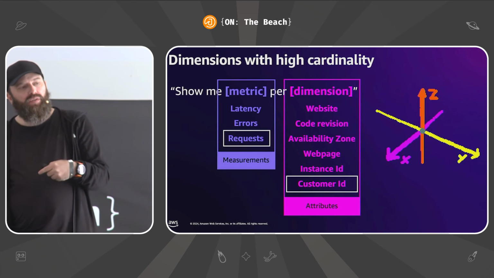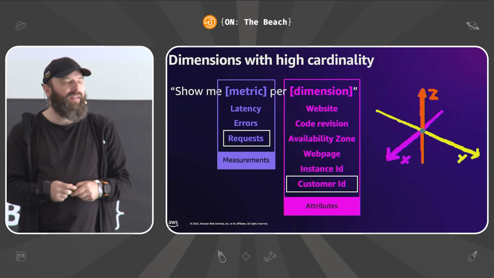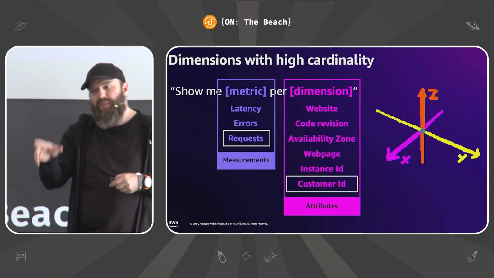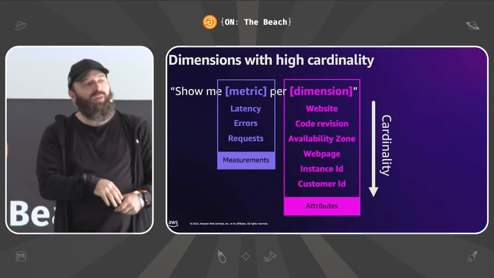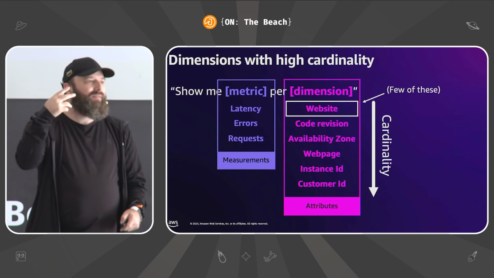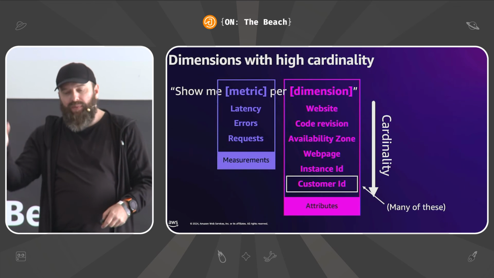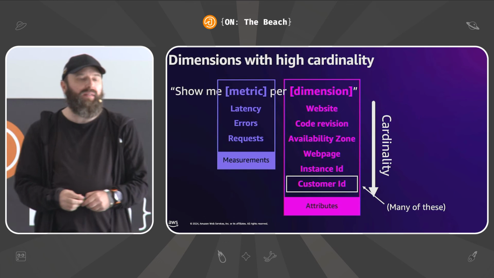Because now we can use the customer IDs per request that are up there. And you might say, oh, look at all the dimensionality we have already. It started from a website. This is what we call cardinality, just starting from a few things: one website, a couple of code revisions, few availability zones, but thousands of customer IDs coming out there.